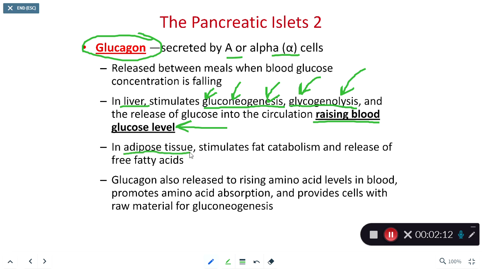Adipose tissue will also respond to glucagon. In particular, in response to glucagon, we'll have an increase of fat catabolism. If you don't remember, catabolism is the chemical breakdown of a bigger molecule into a smaller molecule. So when we say fat catabolism, we're going to take a triglyceride and break it apart into fatty acids and glycerol subunits. Glucagon is also going to act by raising amino acid levels in the blood. This is going to cause our body to have more amino acid absorption and provides cells in our body, in particular the liver, raw amino acids that can be converted to glucose via gluconeogenesis.